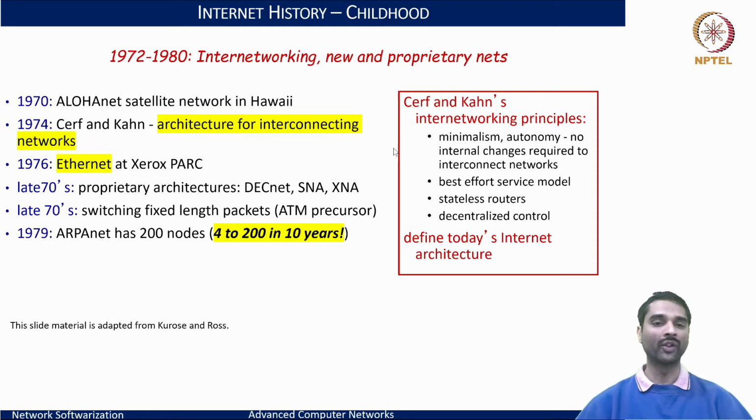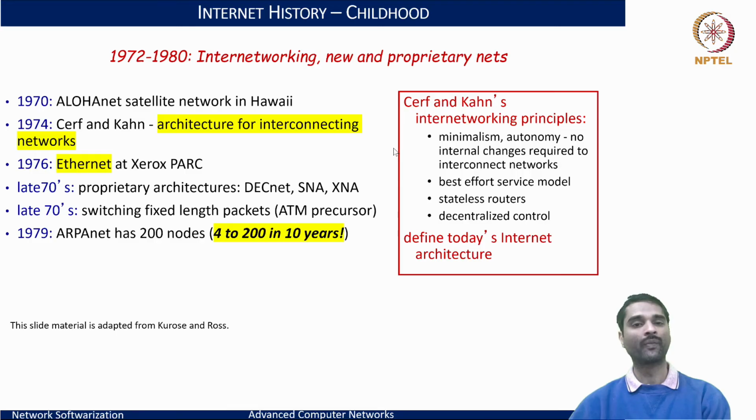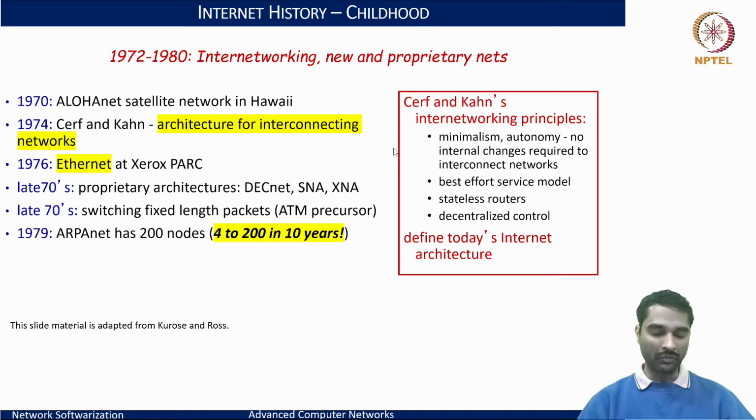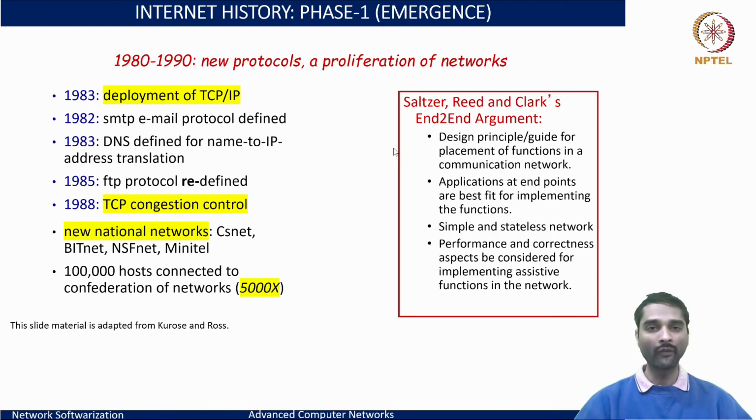And also by 1976, Ethernet, what we know as IEEE 802.3, came out and led the way for the Ethernet-based connections. And there are also several proprietary network architectures that were proposed, including TechNet, SNA, and XNA. Later, several of the networks started to grow, and by 1979, we would have ARPANET grow to around 200 nodes. That's from 4 to 200 nodes in around 10 years. Thereafter, the evolution continued, and many things came to shape.